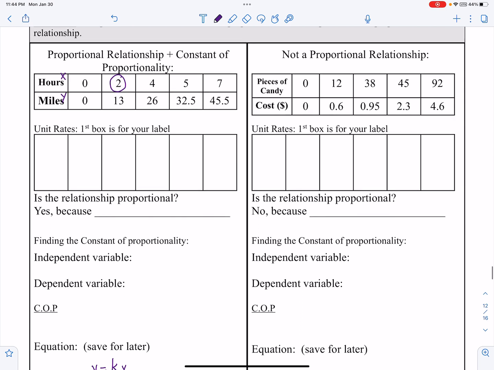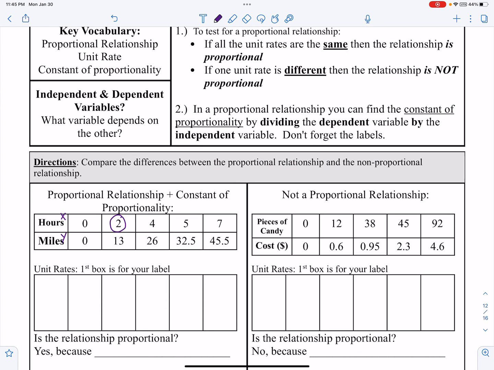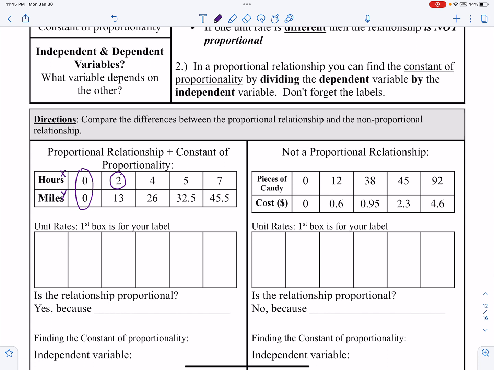So let's go ahead and solve these out and find the constant of proportionality. The first thing I want you to be aware of is that both of these tables start with an origin of 0, 0. This is sort of important to know, because for something to be proportional when we're looking at a graph, it has to cut through the origin 0, 0. So this could be proportional. Let's continue and check all of these other points.